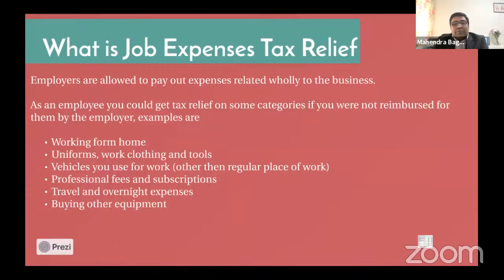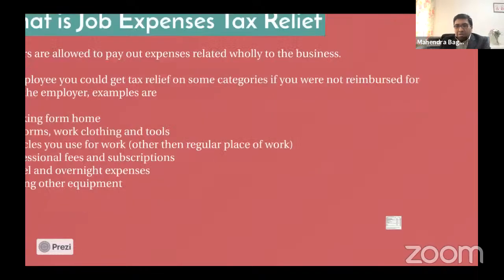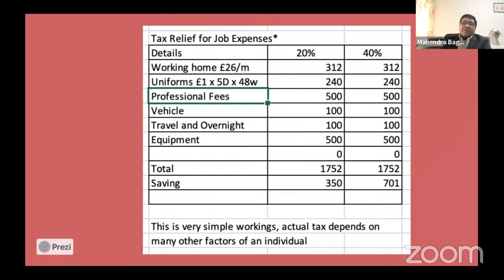Because when you're working from home, you're utilizing your home services, all the utilities, the heating, the lights, etc., your internet. And maybe you bought your own computer or your own desk or laptop or anything to make sure it's working. I'll just go through a simple example again on this one.